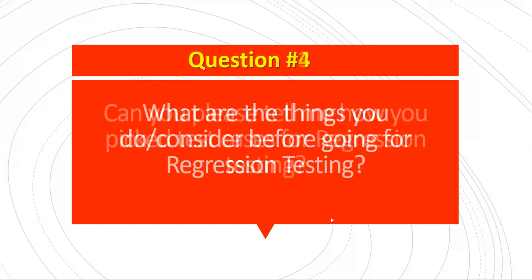The next question is, what are the things you do or consider before going for regression testing? Whenever you start regression testing, first we need to check our regression suite of test cases, and whether all the test cases are covered as part of regression testing or not. And if any changes are required, we need to make some changes to the regression suite, review them, and go for the regression testing. So that's the main important thing.